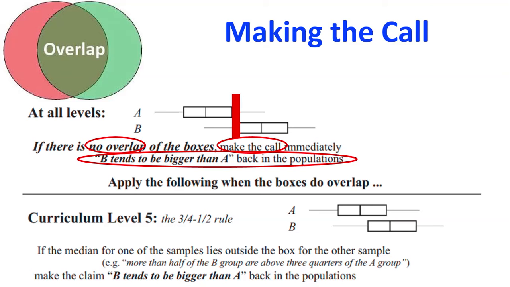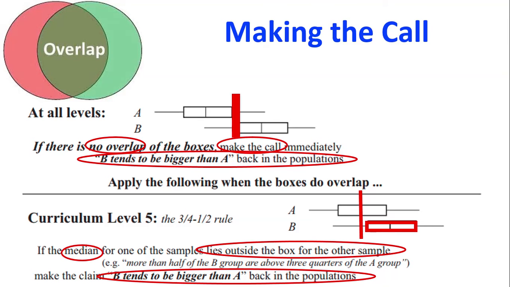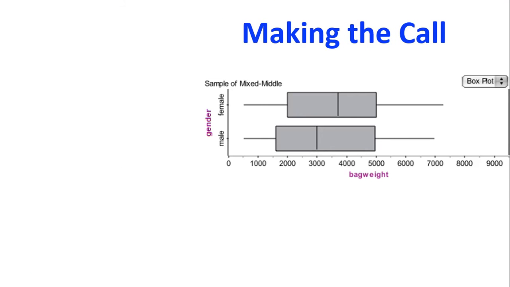But what happens when they're a bit closer together? So this is when we're looking at the median, and we're saying if the median of one of the samples, and I've just drawn on there the median for A, lies outside the box of the other sample. So now I'm going to draw a red box around Group B, and you can see here that the median for A doesn't cut through that box, so it means it lies outside of that box. Then I can make the call for that, and I can say that B tends to be bigger than A back in our population. So let's have a look at this example here.